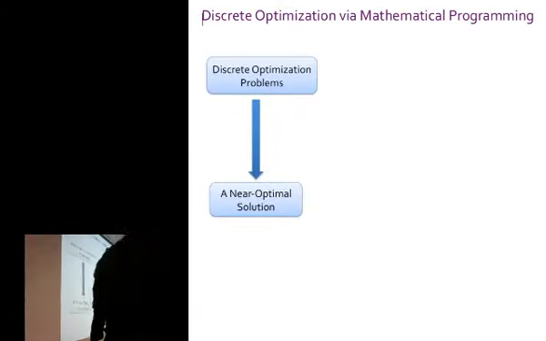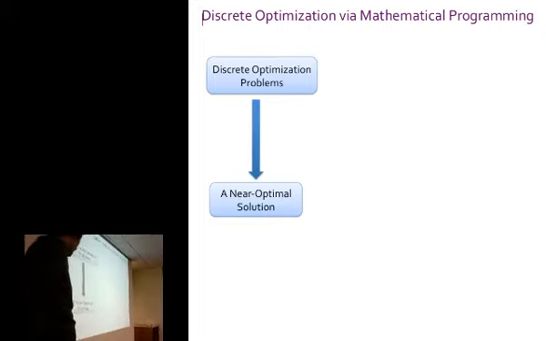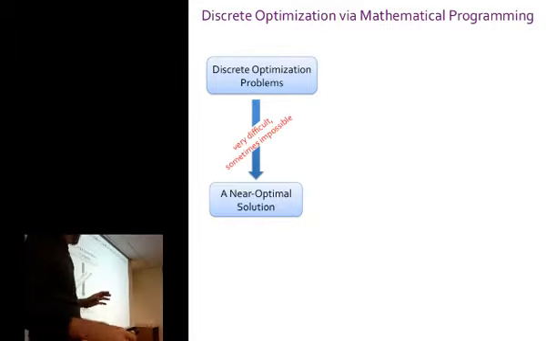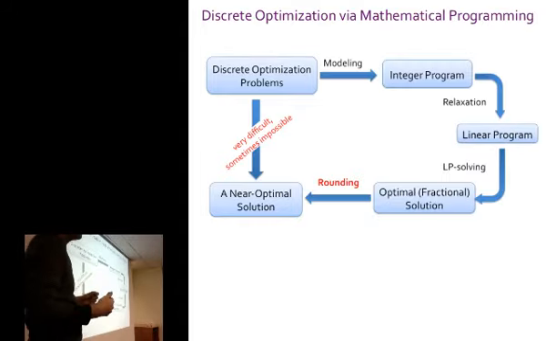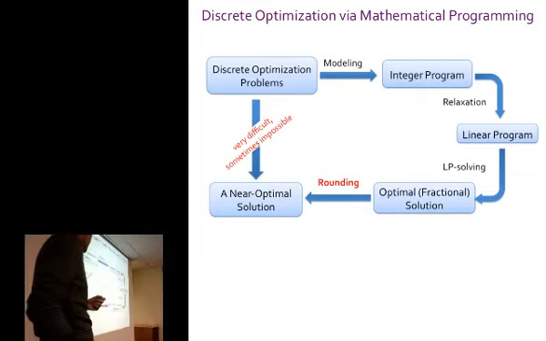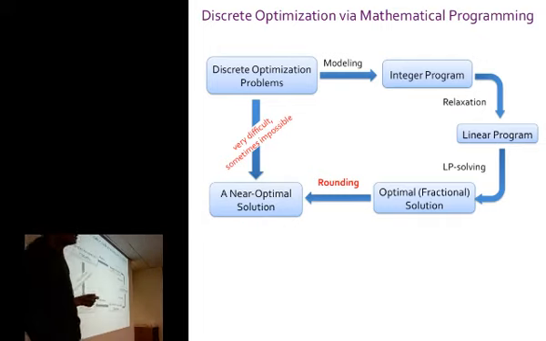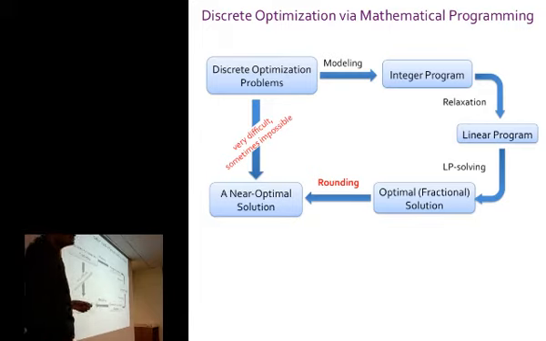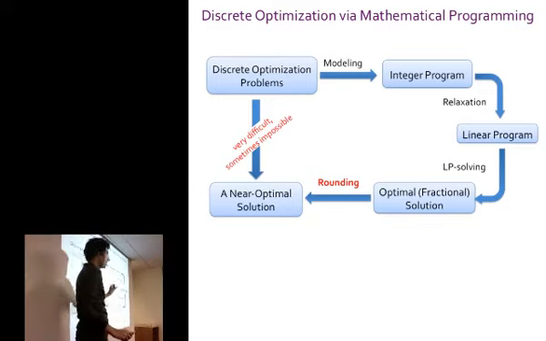Suppose we have a discrete optimization problem, and we want to find, let's say, a nearly optimal solution. Usually, it's not easy to do this directly. So instead, we use this path. We start by modeling the problem as an integer program. But integer programming cannot be solved efficiently. So what we do is relax the integrality constraint, and look at the continuous relaxation, like a linear program or semi-definite program. Then we can use LP solvers to find the optimum solution of the linear program. So we get the optimal fractional solution.